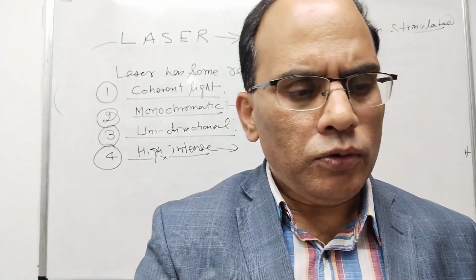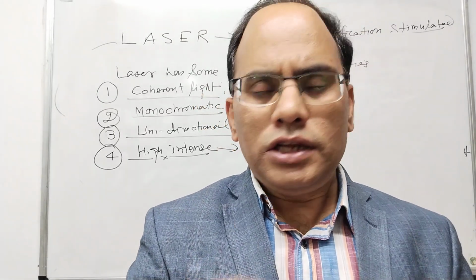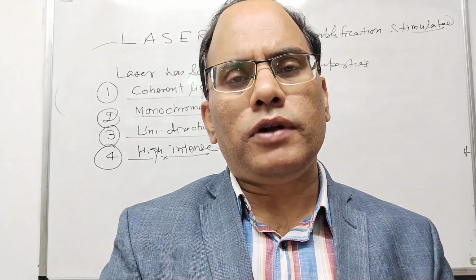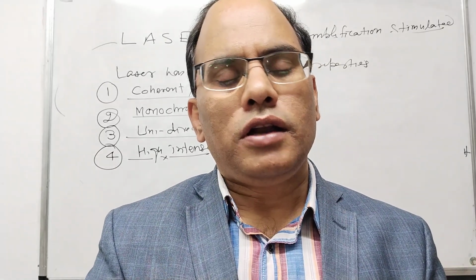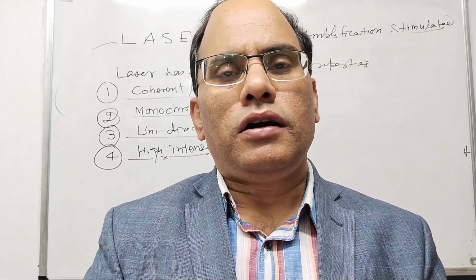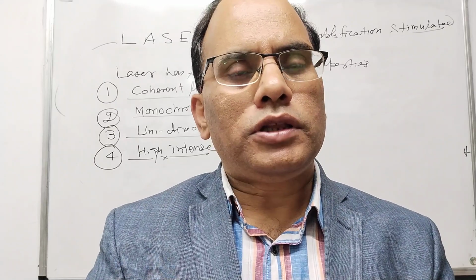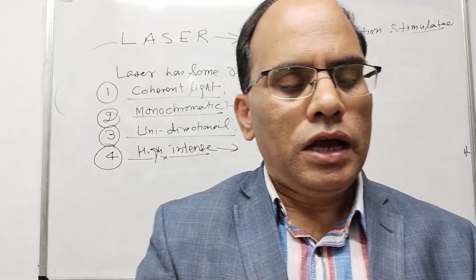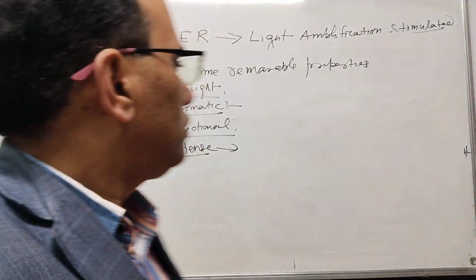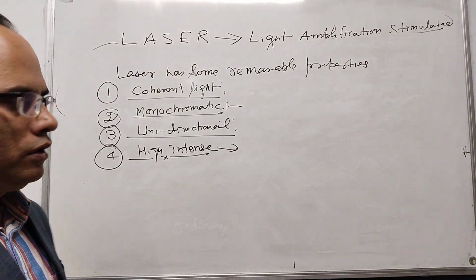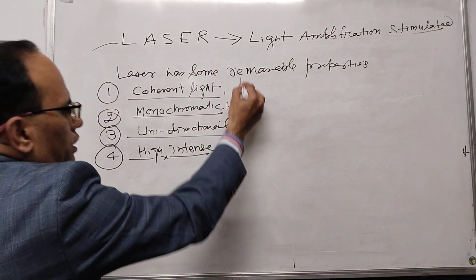Okay, so what we have learned, there are four important properties. Number one, laser is coherent light. Number two, laser is unidirectional. Number three, it is a high intensity source, and number four, a very important property called monochromatic. So these are the properties.